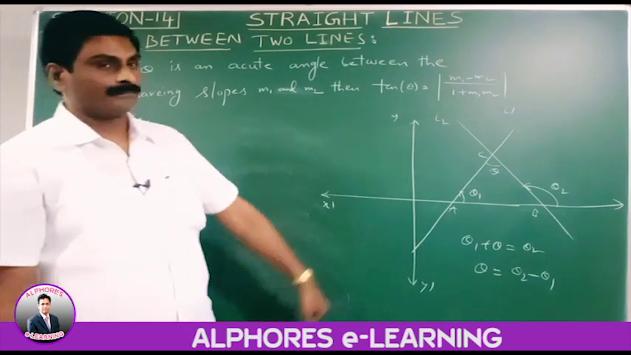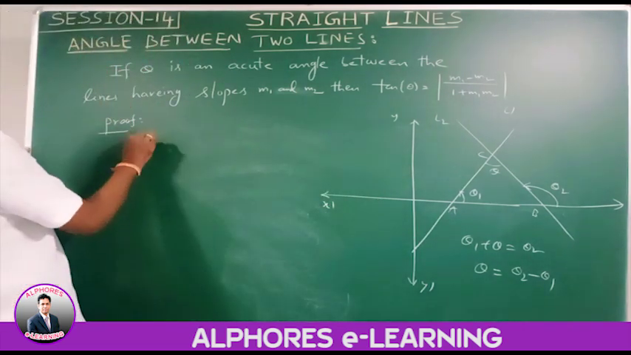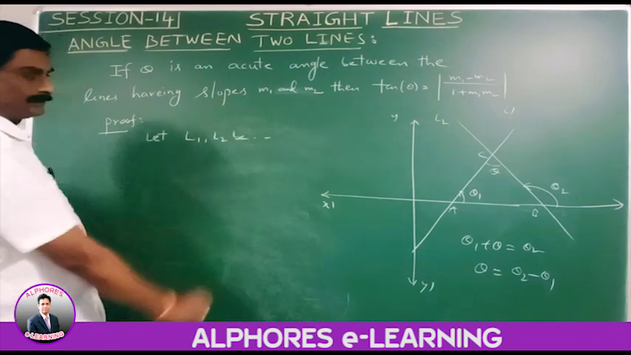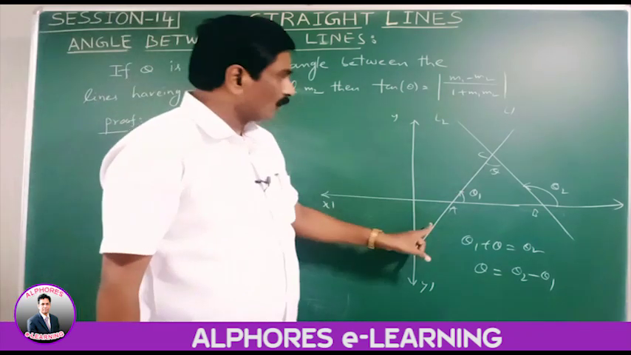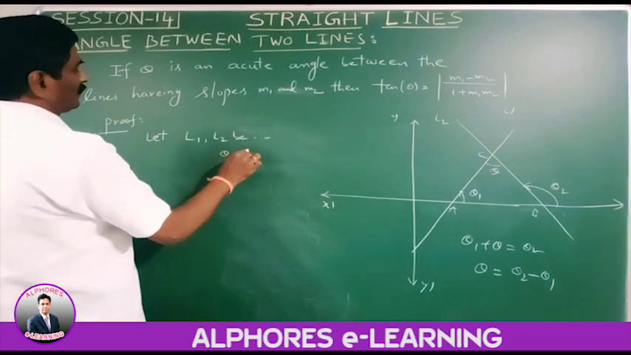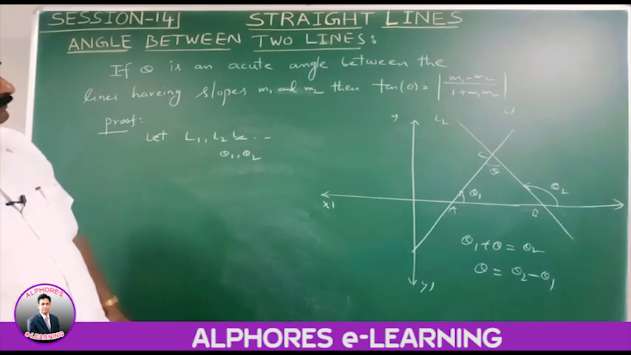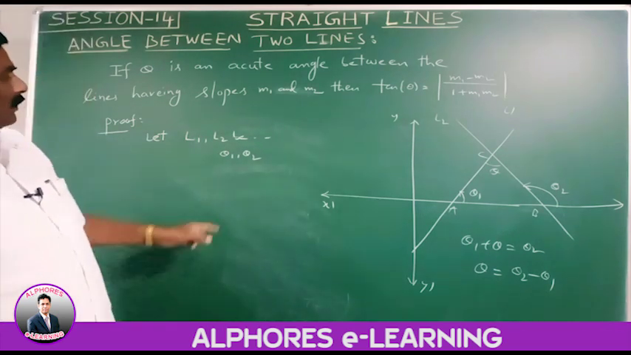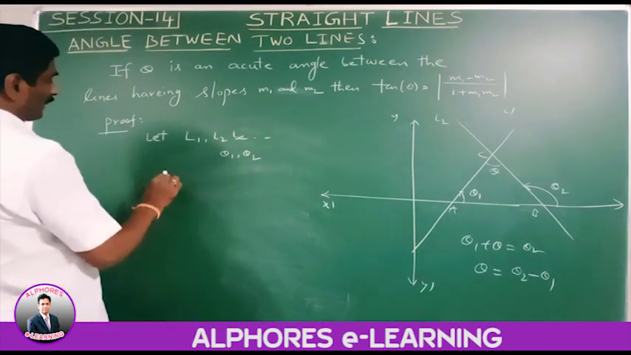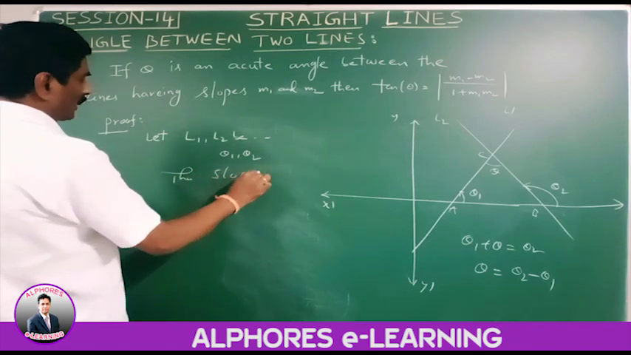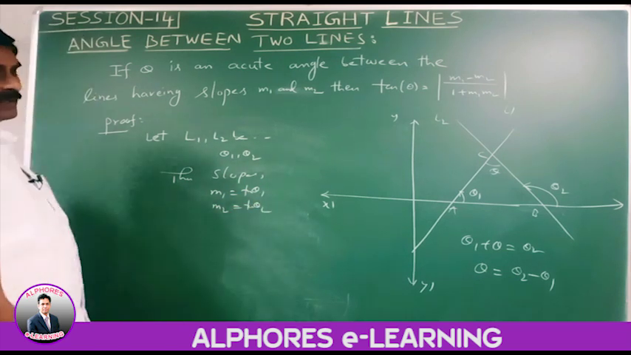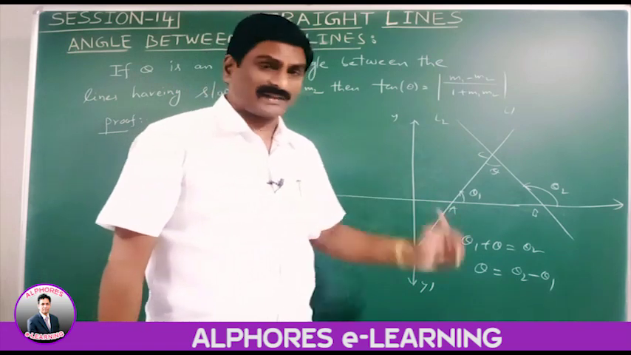Draw the diagram. Let L1, L2 be two lines which make angles theta 1, theta 2 respectively with the positive x-axis in the positive direction. Then the slopes are m1 equal to tan theta 1 and m2 equal to tan theta 2. The slope of the line is nothing but tan theta 1, tan theta 2.